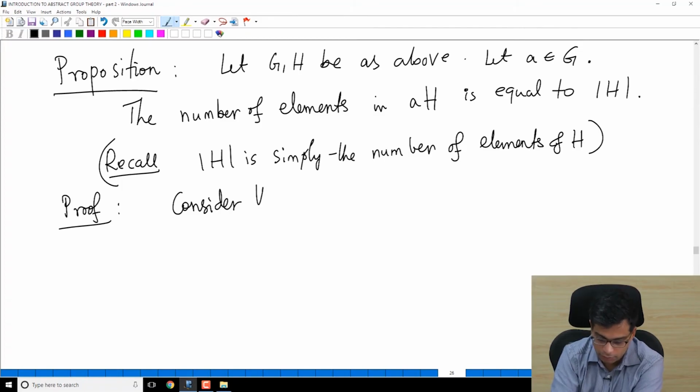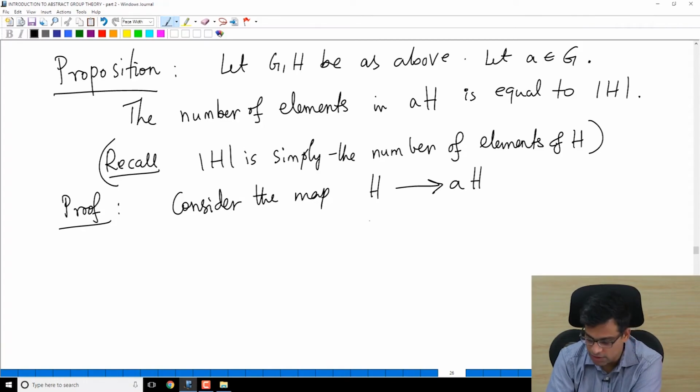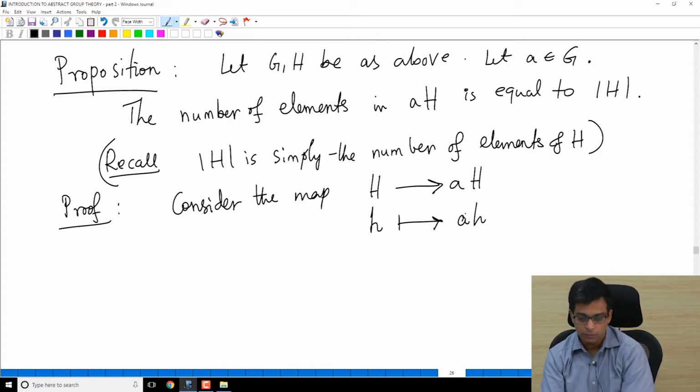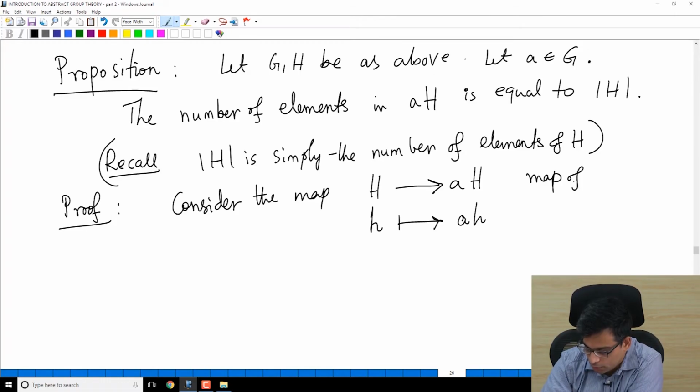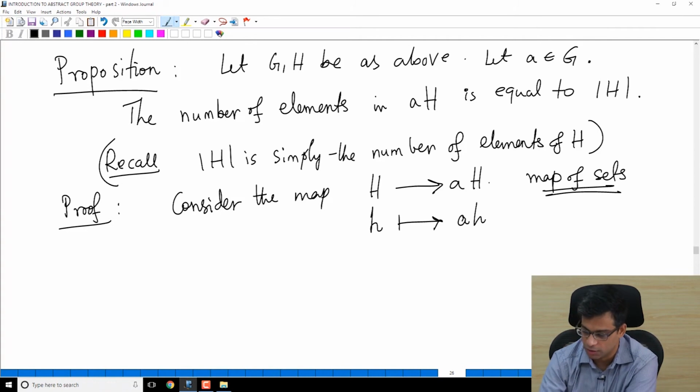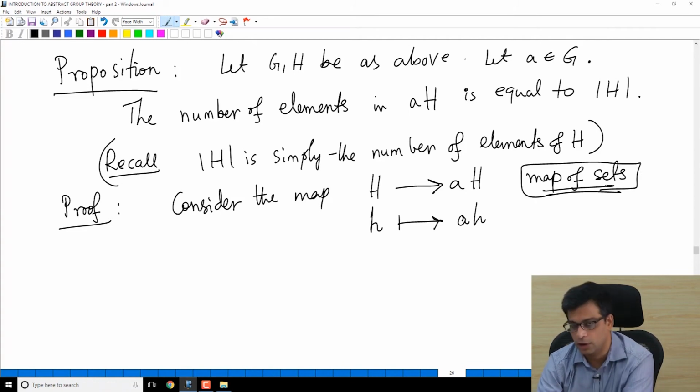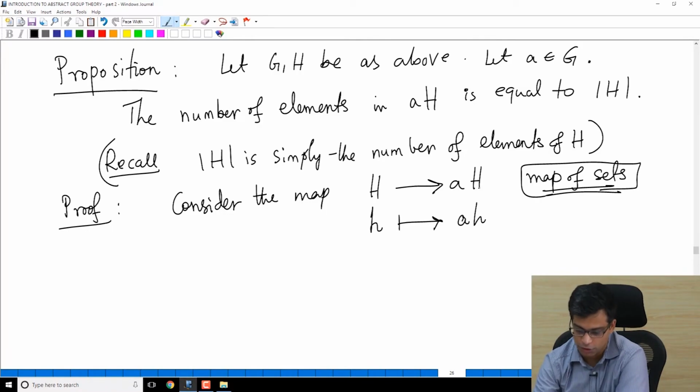Consider the map from H to aH given by small h goes to small a times h. This is a map of sets. Remember, aH is actually nothing but a set. It has no further structure. It is just a subset of the group G. It's a left coset, a subset of group G. So this is a map of sets. Give me an element small h, I'll multiply by a and map it to this, which of course belongs to aH. I claim that this is a bijective map.